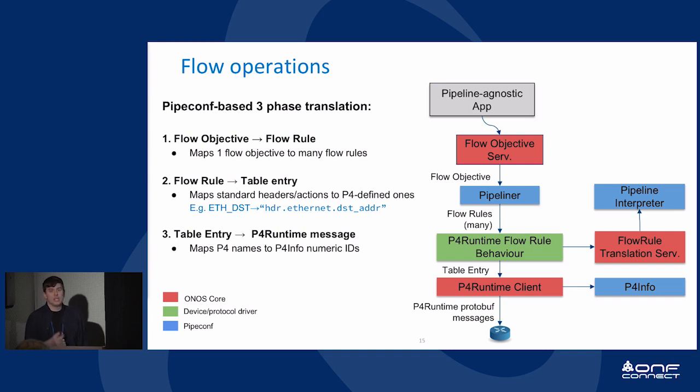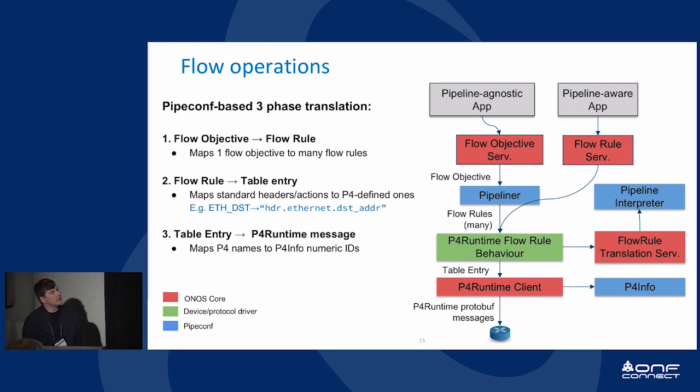Second, we translate each flow rule to a table entry. In this case, we simply map from standard, for example, header IDs like Ethernet destination address to the actual name of the Ethernet destination address in the P4 program. We do the same thing for actions. And finally, in the last step, in the protocol level, we do a mapping between the table entries to P4 runtime protobuf messages.